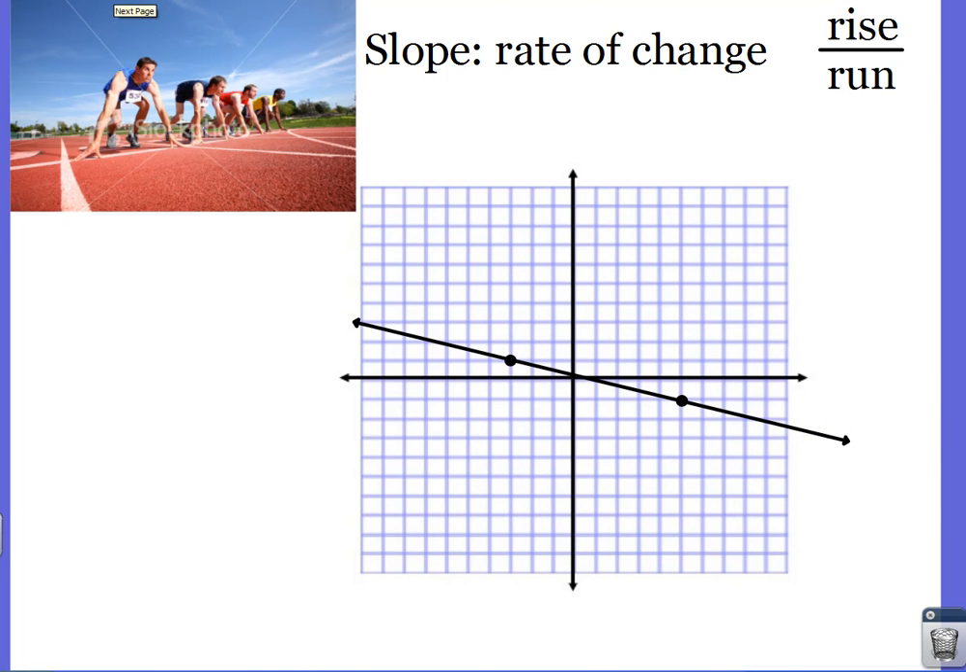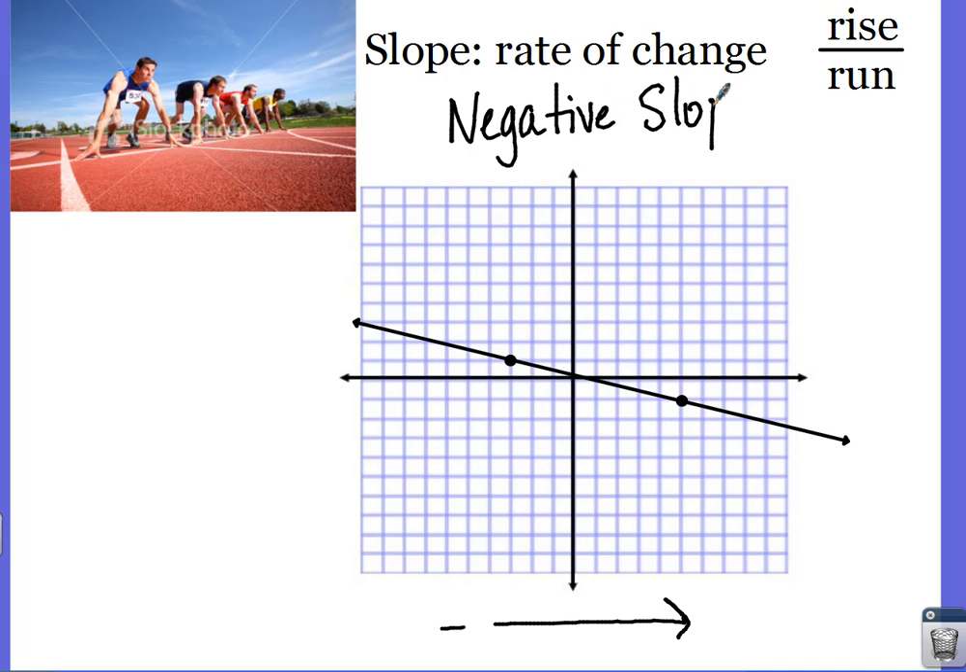Example number 2, if you look at this line from left to right, you're going to find out that this line declines, or it goes down. This is one that would have a negative slope. Okay? Now, when we're looking at these, again, same thing, always start with the one on the left.